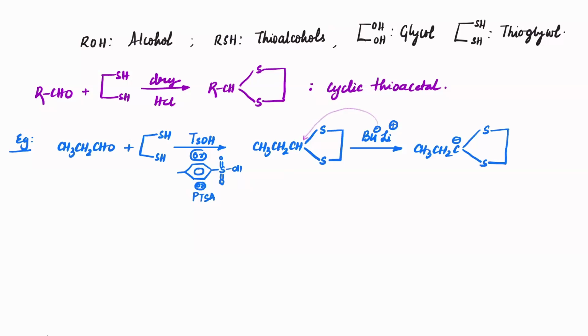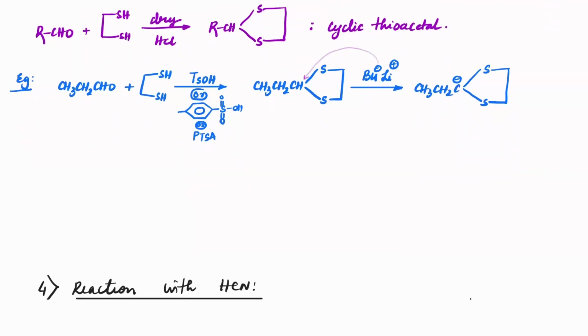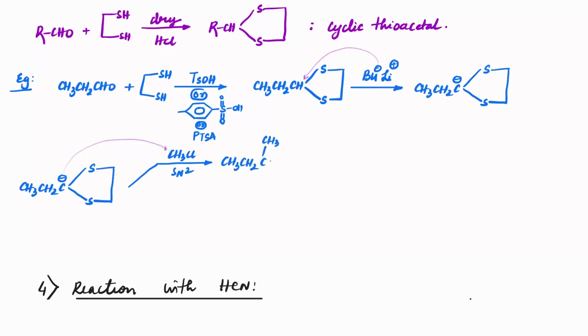Now this compound we made has a huge advantage. You can make a lot of reactions out of it. What are all those reactions? First, I can make this react with an alkyl halide, something like CH3Cl. Via the SN2 mechanism, this carbon can attack here and remove chlorine. So we will get CH3, CH2, C with CH3, and the cyclic thioacetal will remain the same.